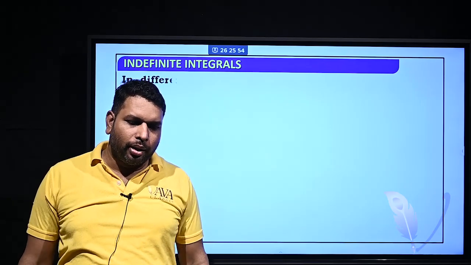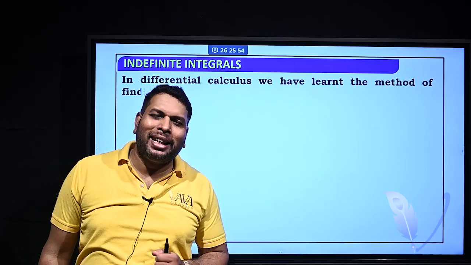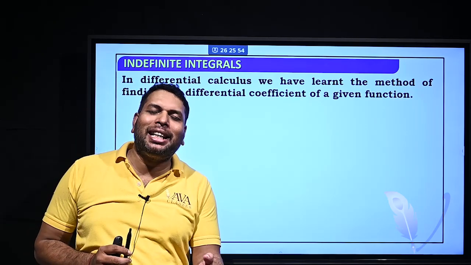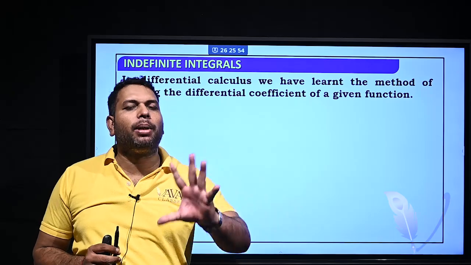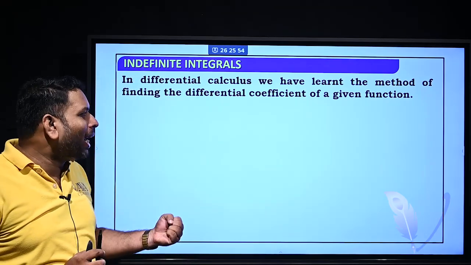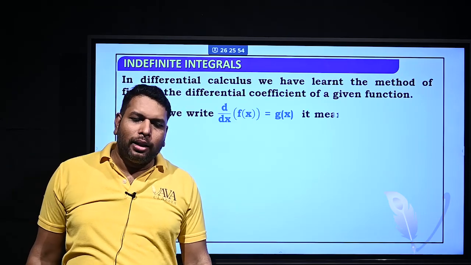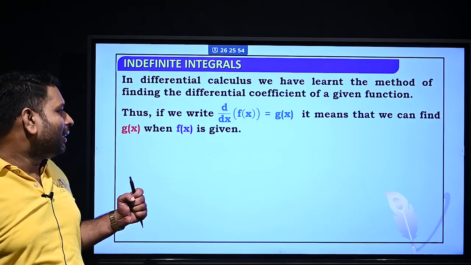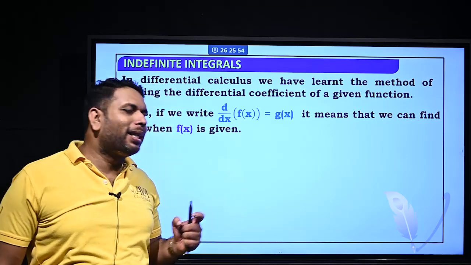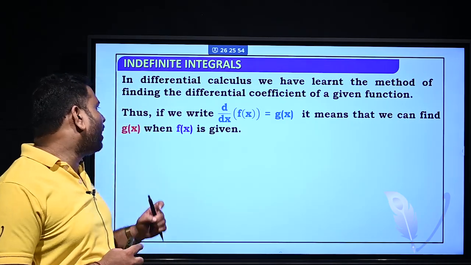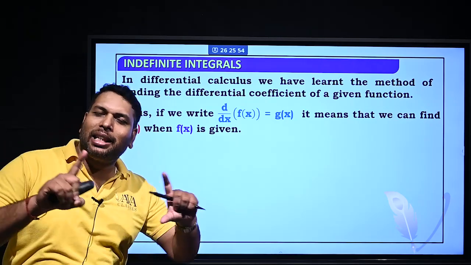So in differential calculus, we have learnt the method of finding the differential coefficient of a given function. That is, we know how to find derivative of a given function. So if you write d by dx of f(x) equal to g(x), it means that we can find g(x) when f(x) is given.